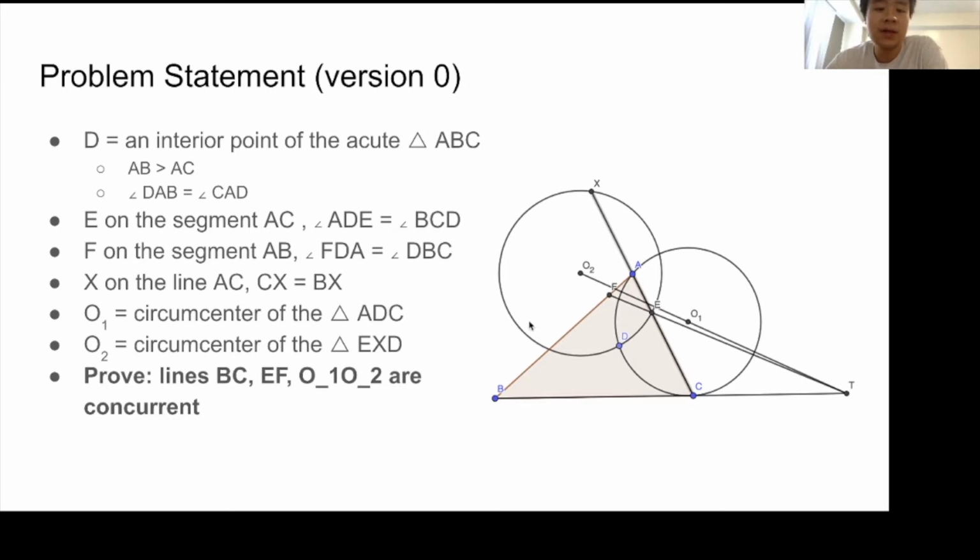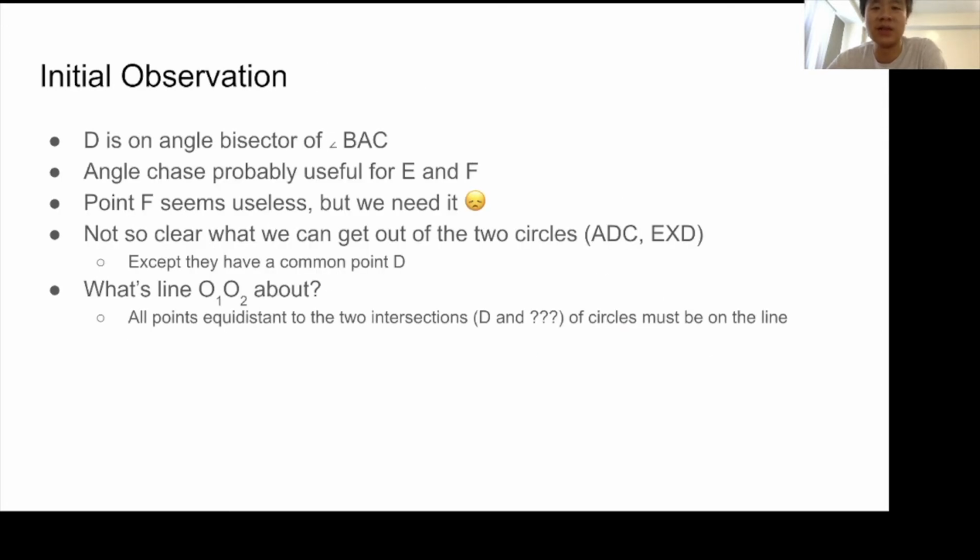For example, they define this point F for you, but F seems to be a bit isolated compared to the other points. Like for example, if we are talking about E, then at least there's one circle that is defined after E, but there's nothing about F, and yet we need F in order to prove the statement that we are interested in. So this is one thing that makes the problem hard, where you have a point that is not closely related to the others, and yet you need it in order to prove your statement.